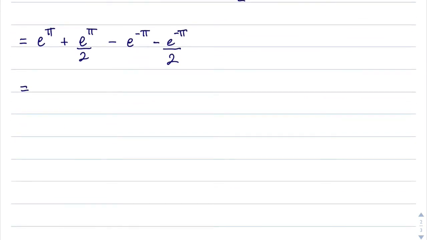Okay, let's go ahead and simplify things. So we've got e to the pi plus e to the pi over 2. Well, that's going to be 3e to the pi over 2. And then we've got minus, and again, e to the minus pi plus e to the minus pi over 2, so that's minus 3e to the minus pi over 2. And obviously you can simplify and adjust that as you wish, but that's the answer I'm going to give you there.